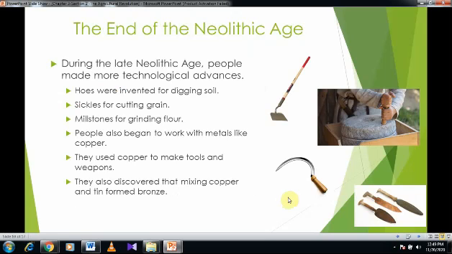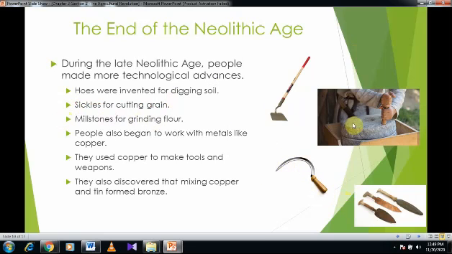Every time frame has its ending. The Neolithic Age started ending. During the late Neolithic Age, people made more technological advances other than farming, trading, population increase, and security. They started developing tools. Hoes were invented for digging soil. This is a picture of a hoe. Sickles were used for cutting grains. They were like hooked knives.